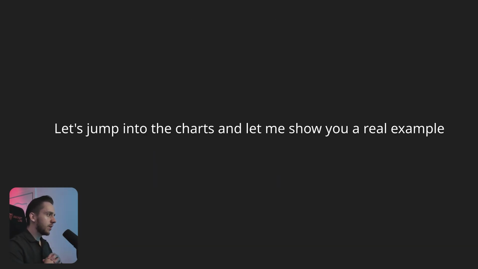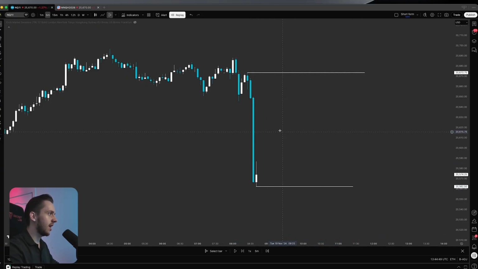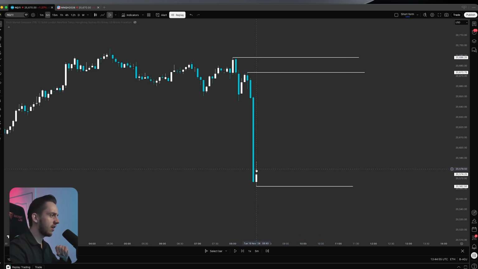Now, let me jump into the charts and show you a real example. So I'm on the 5-minute time frame now, and this will be the liquidity levels that you should be marking. Clear swing points, highs and lows. Maybe you can even mark this. However, here's a question. Why are we currently reacting from here?